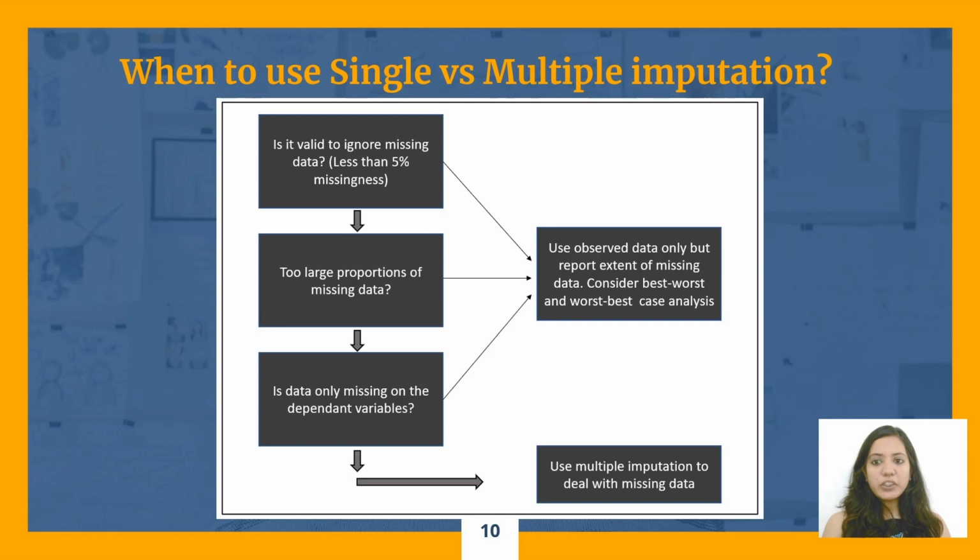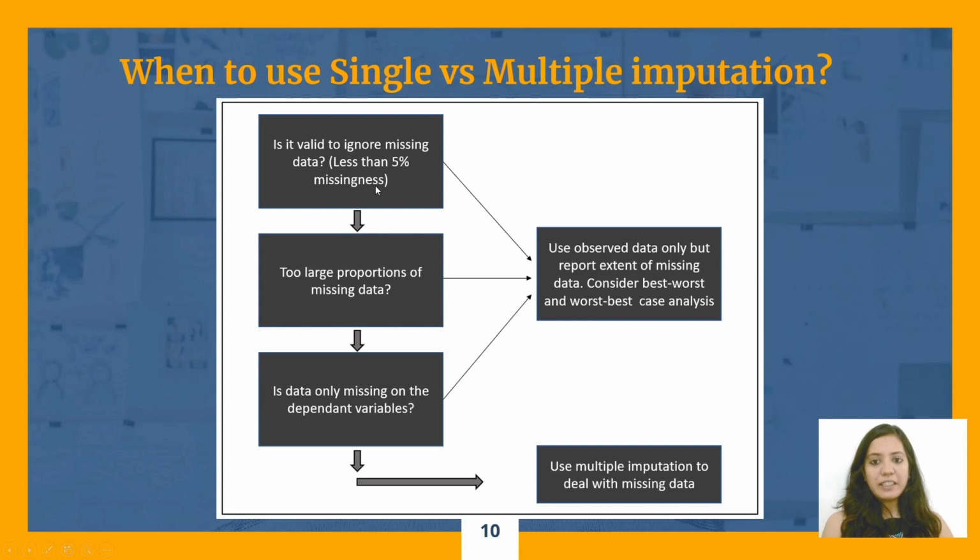This is an image that shows when to use single versus multiple imputation. Usually we tend to prefer single imputation because of its simplicity, but honestly, multiple imputation is still preferred because of its accuracy. Let's look at this diagram. In the first case, is it valid to ignore missing data? The general rule of thumb is if more than 5% of data is missing, you would go for multiple imputation. But if it is less than 5%, you would generally ignore it or use single imputation.